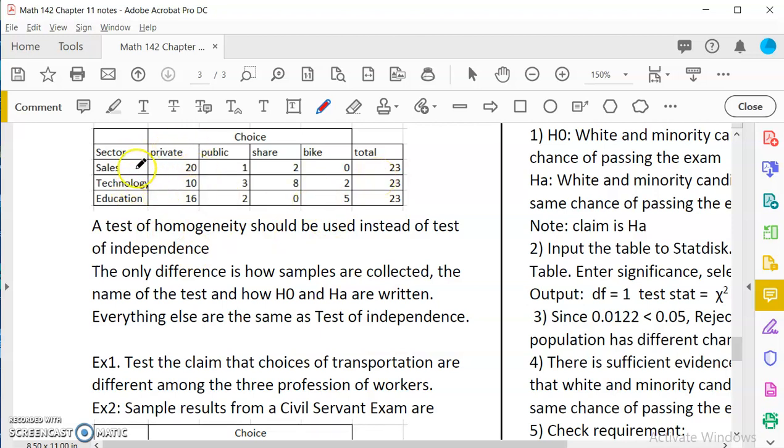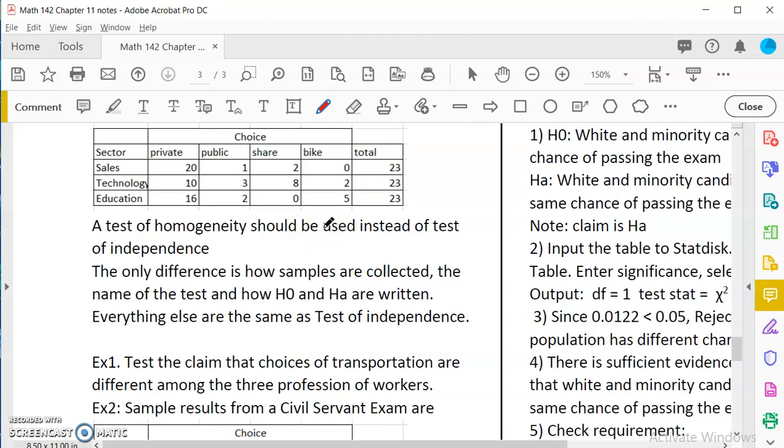That means the people's choice of transportation is not affected. Well, actually, I should not say that. There is nothing to do with whether something affects it. The question is whether, for these populations, the percentage of people who choose certain transportation choices have the same proportion.